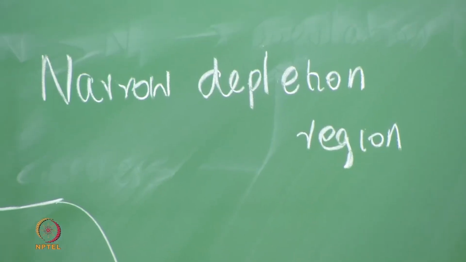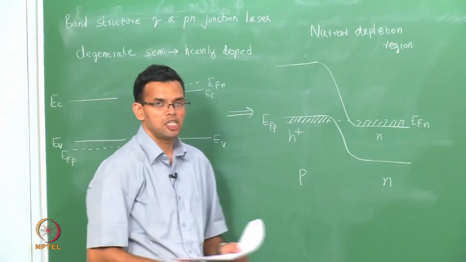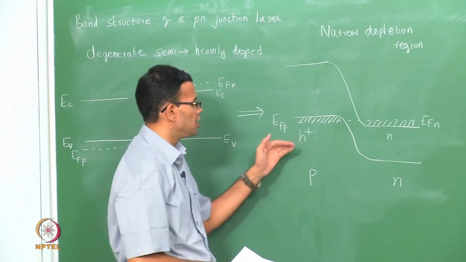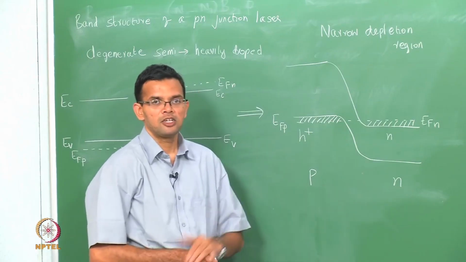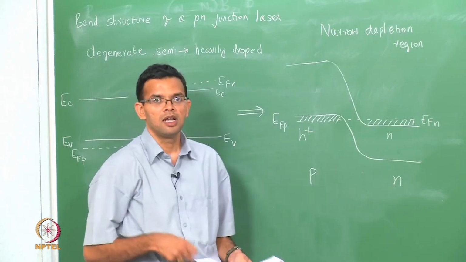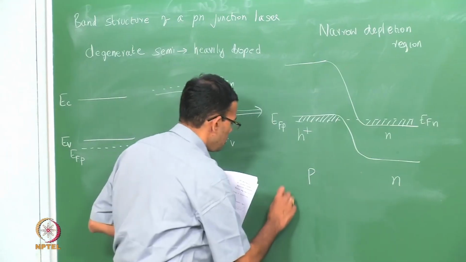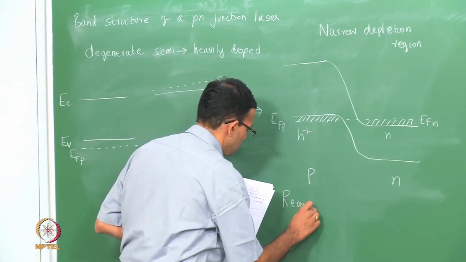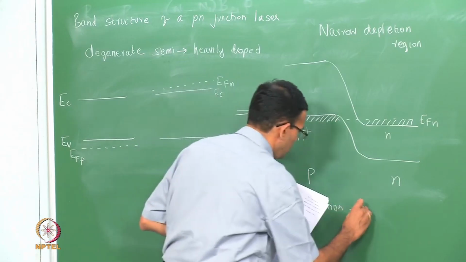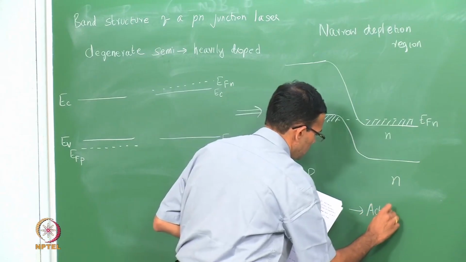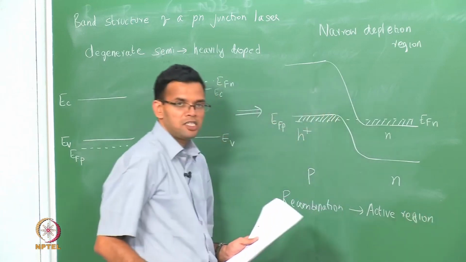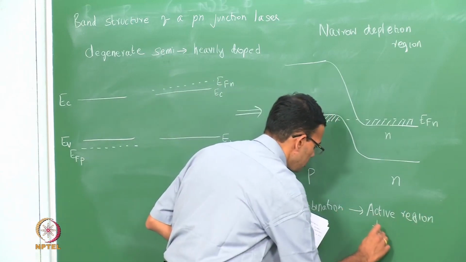So, when we apply a forward bias, the electrons are injected from the n side into the depletion region, and the holes are injected from the p side. These electrons and holes combine within the active region, which is the depletion region, and that gives you your laser. So, you have recombination in the active region, and the active region is nothing but the depletion region.